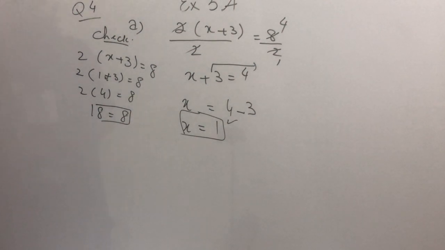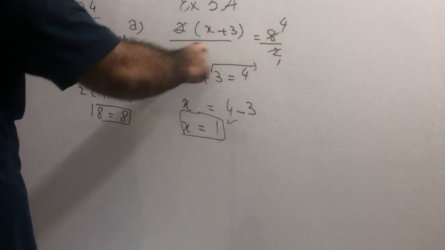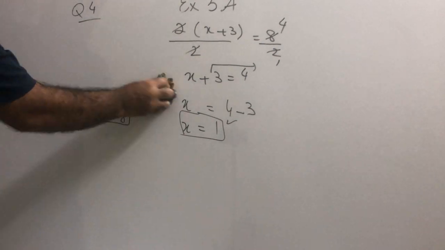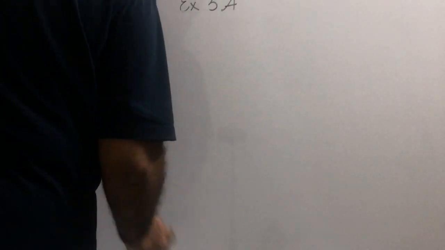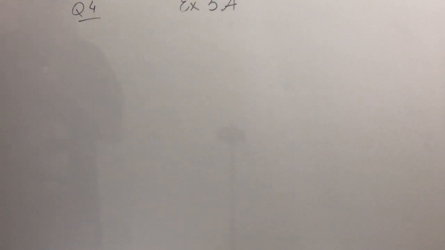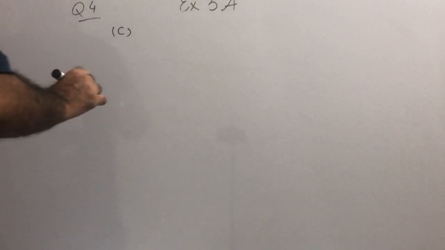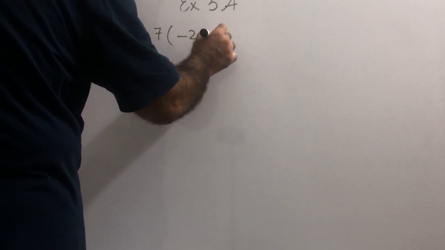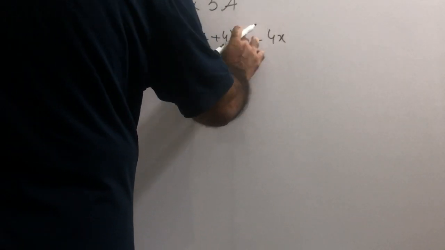So it was very simple. First we got rid of this 2 which was being multiplied by dividing both sides with 2. Then we got this and we took 3 to the other side and we got the answer of part A. It was very easy, very simple. Now we will be doing part C. B is same like A. Part C is 7 into minus 2x plus 4 is equal to minus 4x.